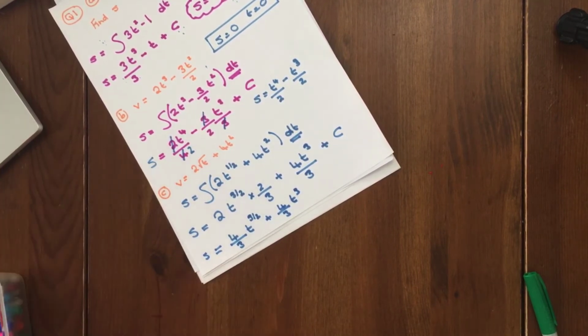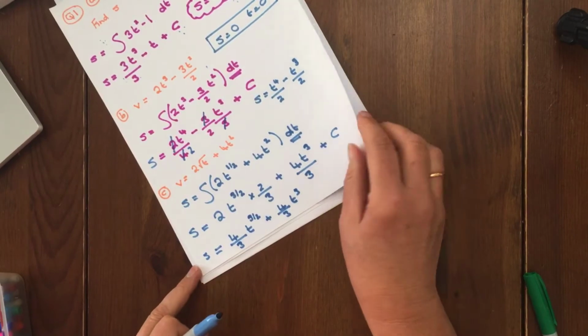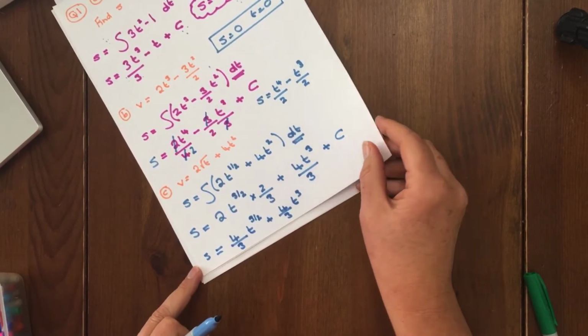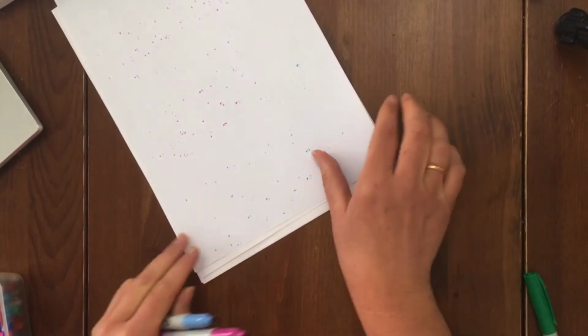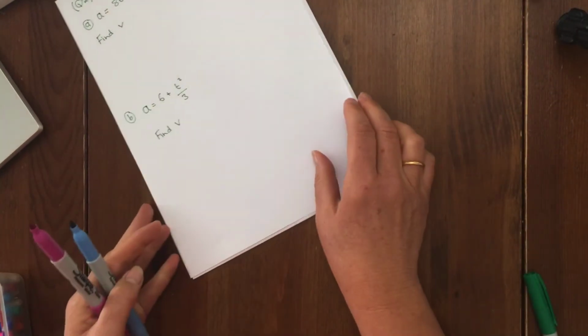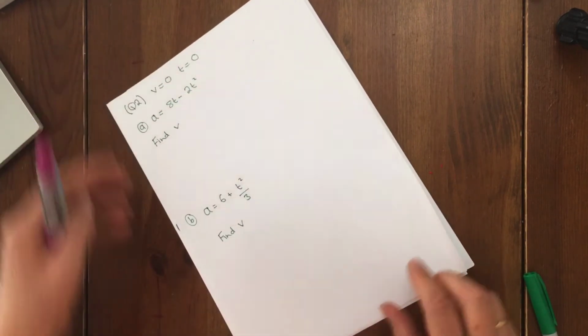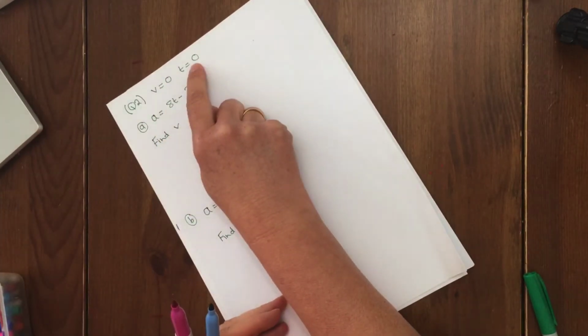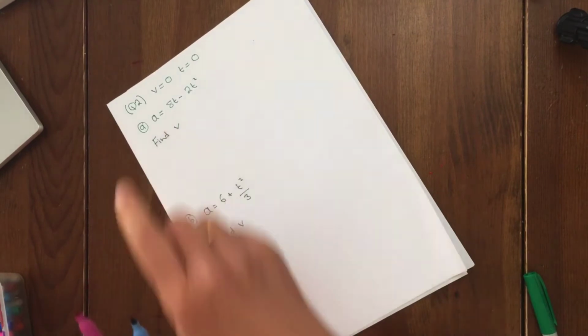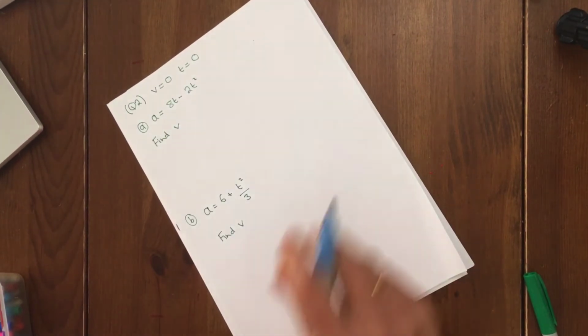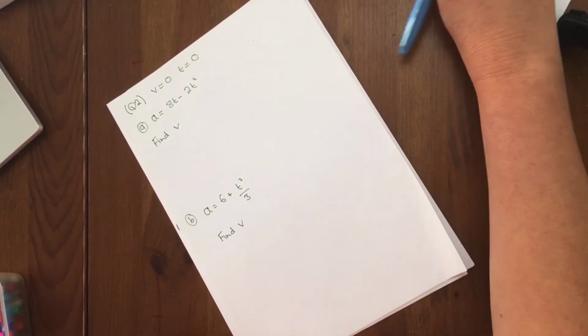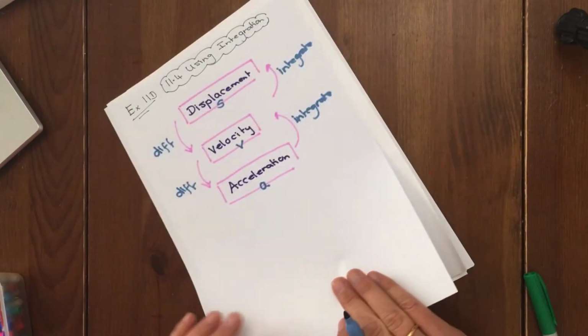Okay, well done. Right, let's have another look now at question 2 together. Okay, question 2, you're given an equation this time for acceleration. You're given your conditions at the beginning and you're asked to find the velocity v. Again, we go back to this fundamental concept.